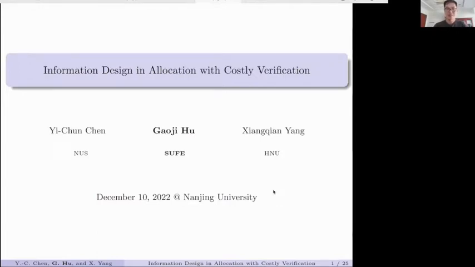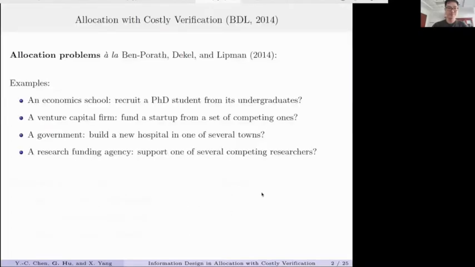So as you can see in the title, this paper is a combination of two literatures, allocation with costly verification and information design. I'm gonna first explain the first term, allocation with costly verification, and then add in an information designer, and then talk about the information design problem. So we consider the kind of allocation problems in the style of Ben-Porath, Dekel, and Lipman.